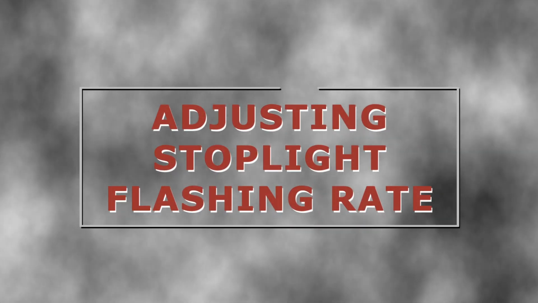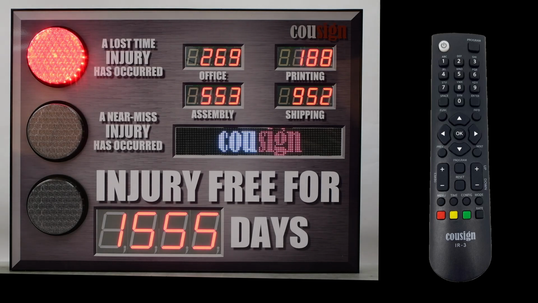Adjusting stoplight flashing rate. To adjust the speed at which lights flash, first ensure that at least one light is flashing. If no lights are currently flashing, you will not see the rate changes take effect. If no lights are flashing, press the color button associated with the light you wish to control until it begins to flash. Now press the rate button to cycle through the available speed options. Cycle the selected stoplight from slow to medium, and then to fast, then cycling back to slow.